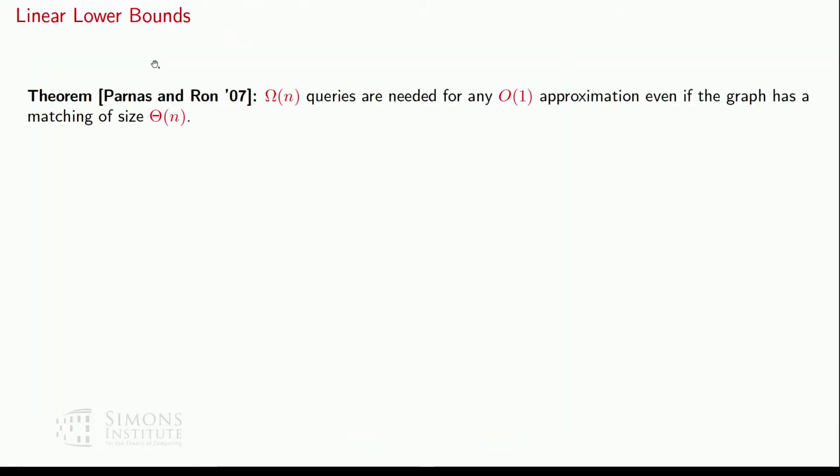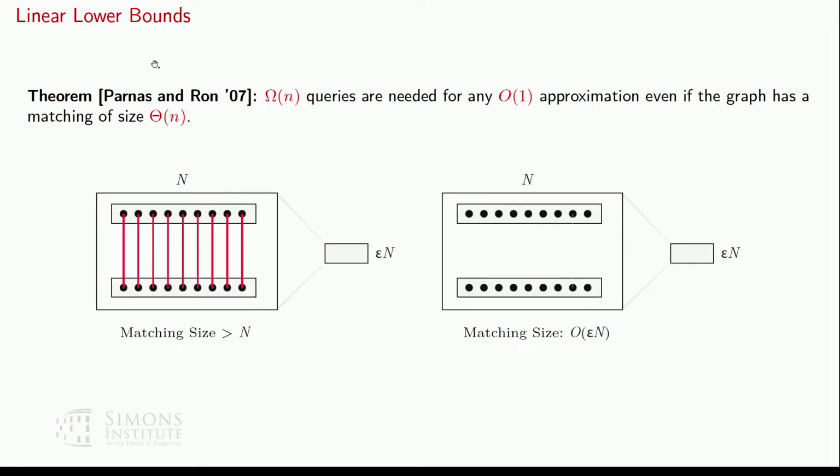So I start by talking again about the lower bound construction of Parnas and Ron, probably in a little bit more detail, because we'll also use some of the ideas in the new lower bounds. So what is the Parnas-Ron lower bound? It says that if one wants to provide any constant approximation of the size of the matching, even if the matching is guaranteed to be of size linear in n, one has to spend omega n time. One has to query omega n entries of the adjacency lists.